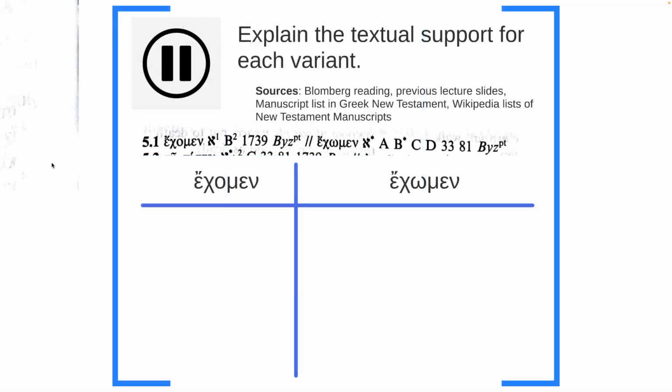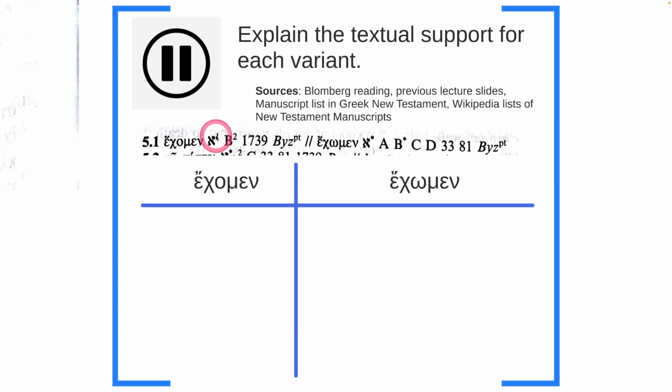So once again, I am going to make myself a little bit smaller here. And what you are looking at is what these different letters, these different symbols, mean with respect to each of our variants. So echomen in the subjunctive, let us have peace, has the support of these witnesses, and echomen in the indicative has the support of these witnesses.